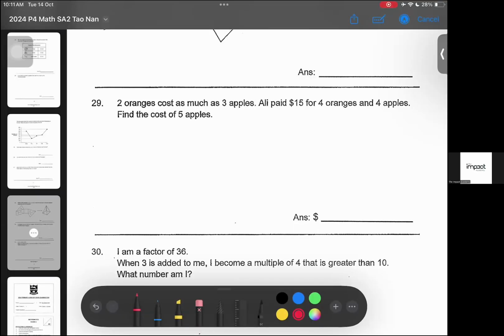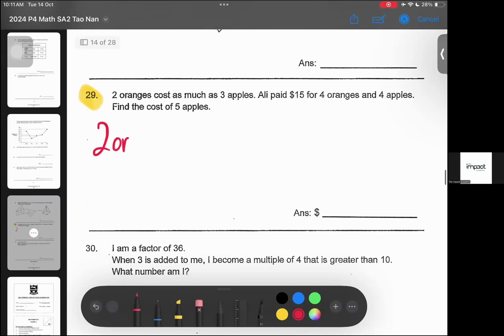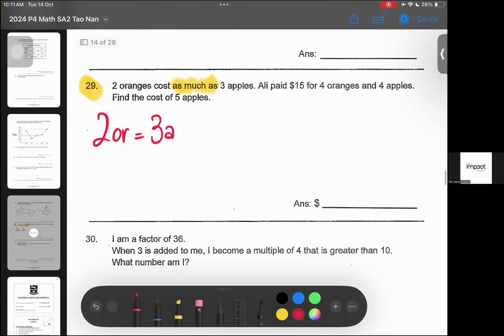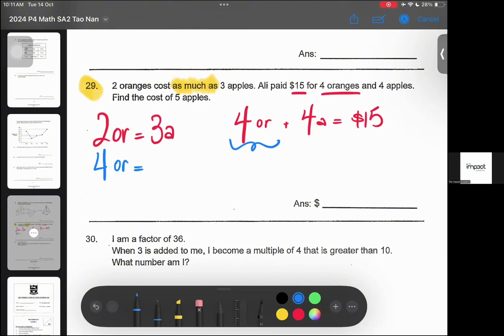Now, question number 29 says that 2 oranges cost as much as 3 apples. That means 2 oranges is equals to 3 apples. Okay, that's the meaning of as much as. That is the meaning of as much as. Okay, what did Agi do? Agi paid $15 for 4 oranges plus 4 apples is actually equals to $15. What can you see over here? How many of you can see that you can actually change the 4 oranges to how many apples? Treat everything as oranges or everything as apples.